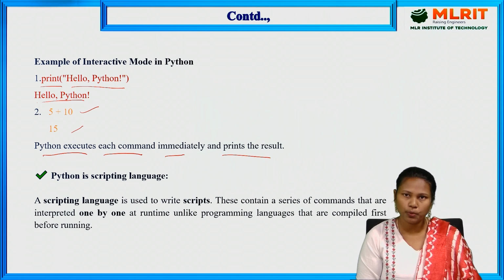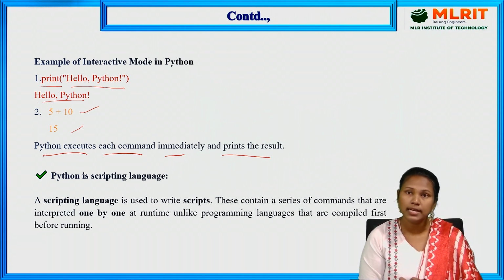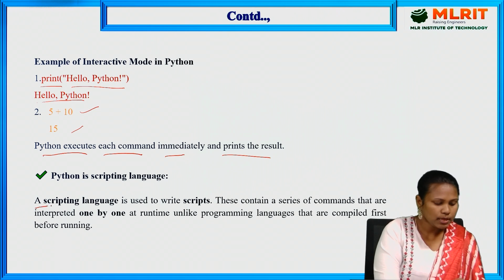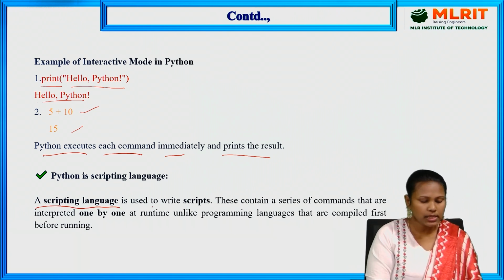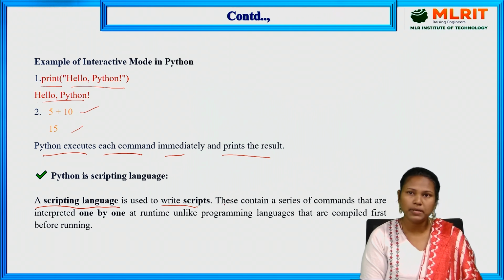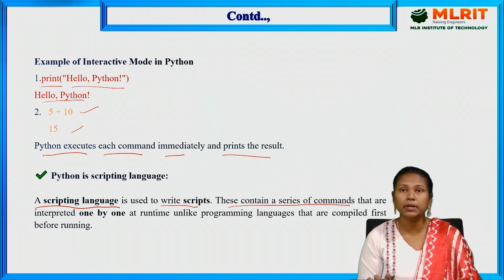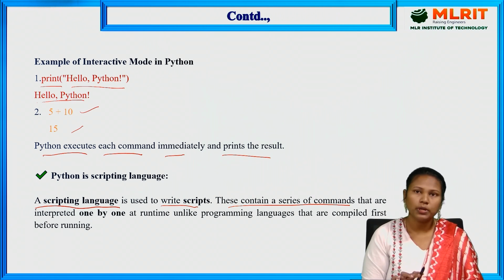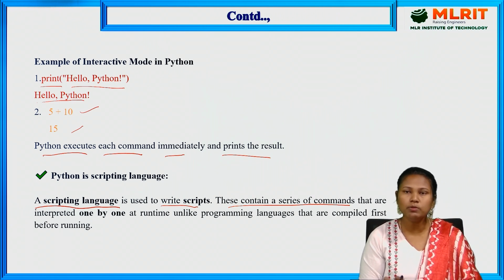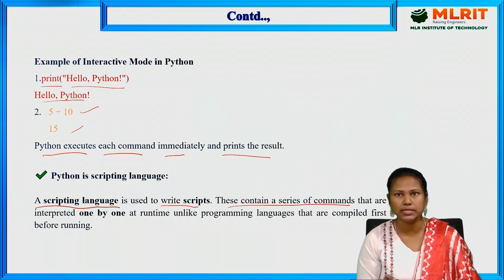Now we are going to the scripting language. The second mode in which Python operates is the scripting mode. Python is a scripting language. In this we can write scripts. A script is nothing but a series of commands for performing particular tasks. In the scripting mode, we need to save the file. After saving the file, we need to write our program. After that only we have to execute our programs.